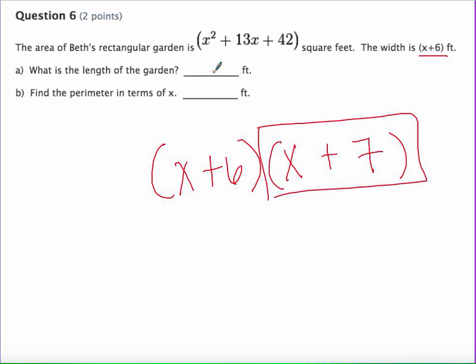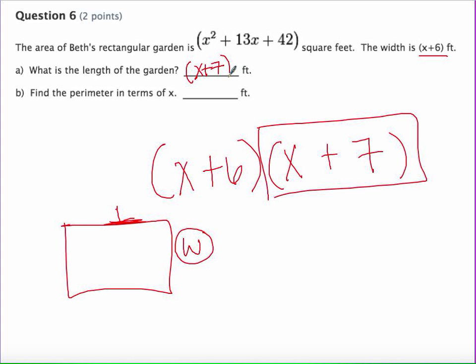So that is going to be the length, because to get an area, you've got a length and a width, and they already told us the width. We just found the length. I'm going to go ahead and put in x plus 7 in parentheses there. The perimeter in terms of x, meaning that we can't actually get a number, means that I have to find the perimeter. Now I have the width and I have the length.